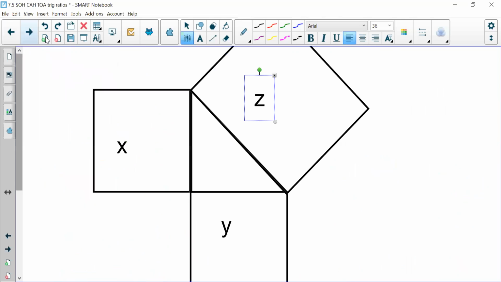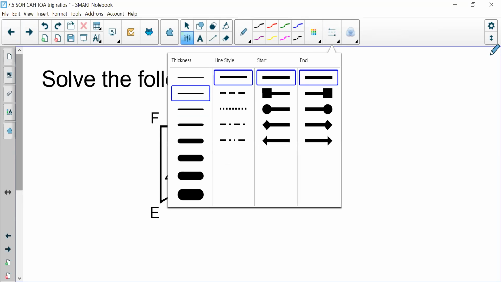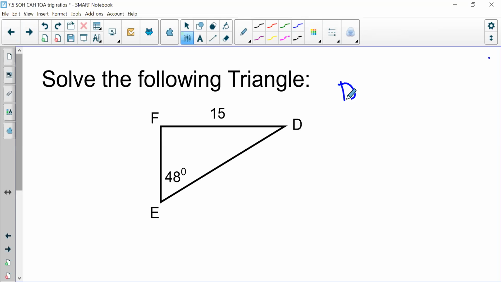Okay, let's try this one. This is a DEF triangle. So that's perfect. That has different letters. So we'll try out some different letters in our different triangles here. So angles D, E, F, and sides D, E, F.